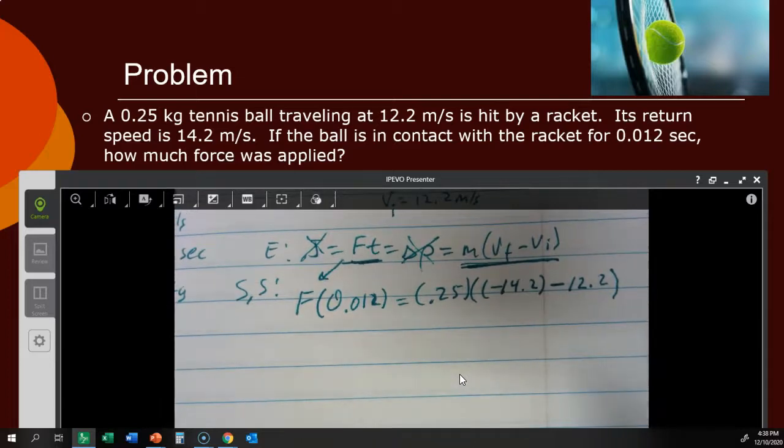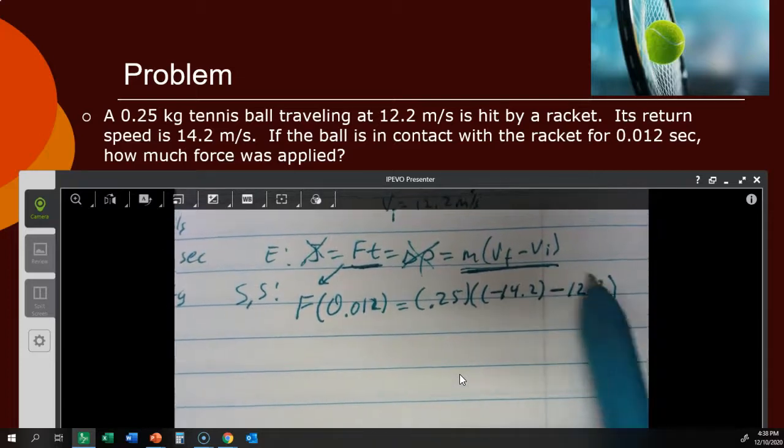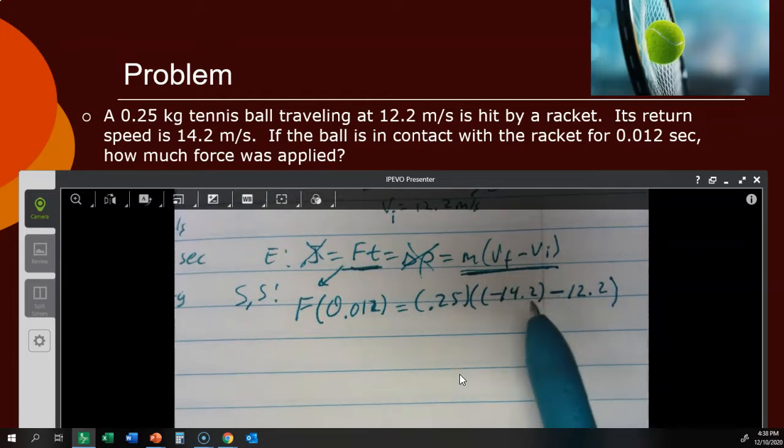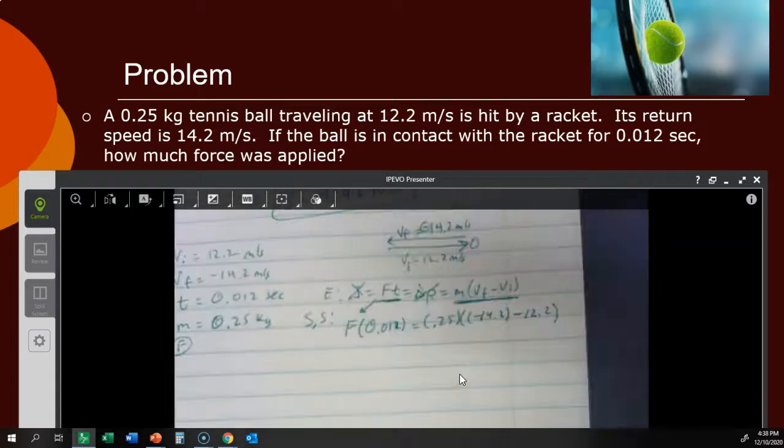All right, so now let's clean this up a bit. PEMDAS says I need to fix what's inside here first. Negative 14.2 minus 12.2 is the operation we need to do.